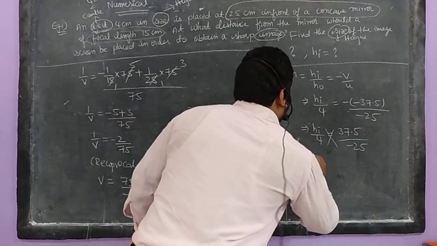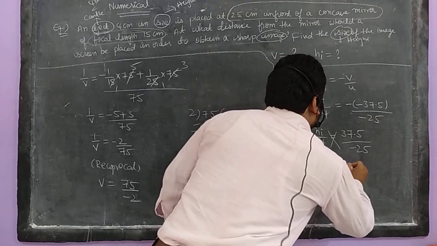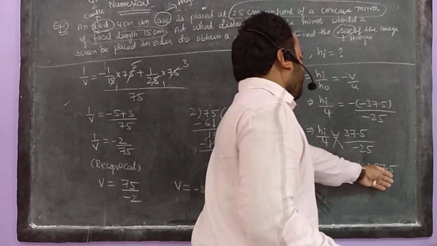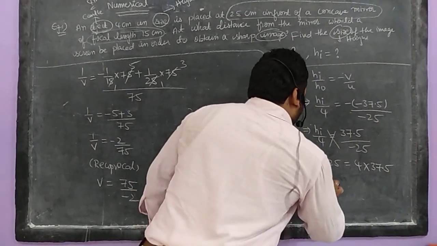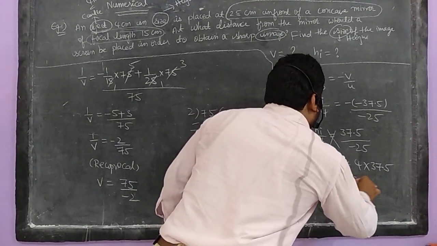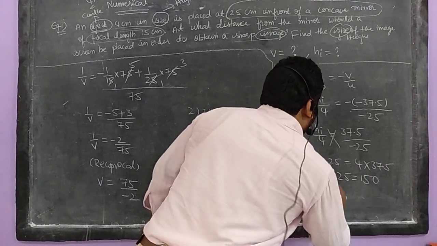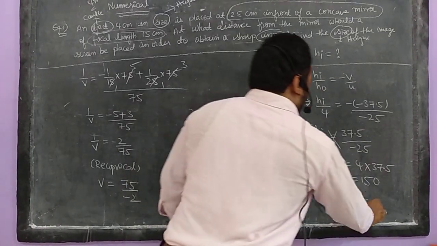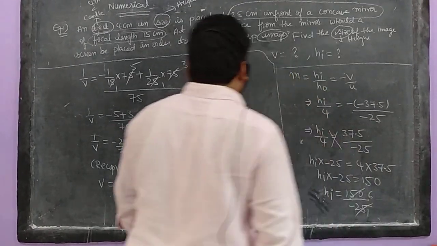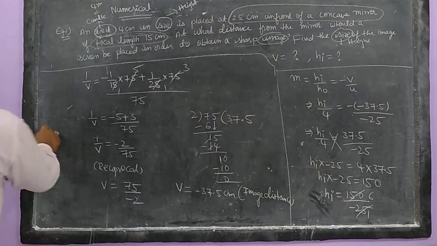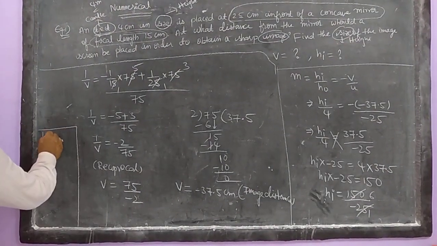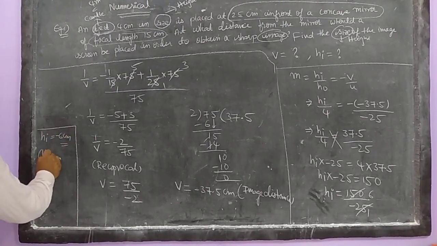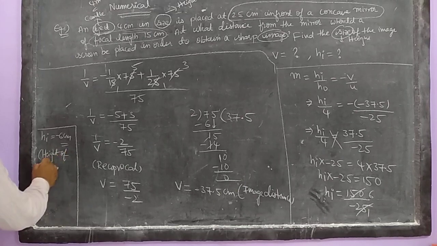Cross multiply. Hi into minus 25 is equal to 4 into 37.5. If you multiply 37.5 into 4, you will get 150. So hi into minus 25 is equal to 150. Therefore, height of the image is equal to 150 divided by minus 25. 25 sixes are 150. So the answer we got, height of the image, how much is that? Minus 6 centimeter. So this is the height of the image.